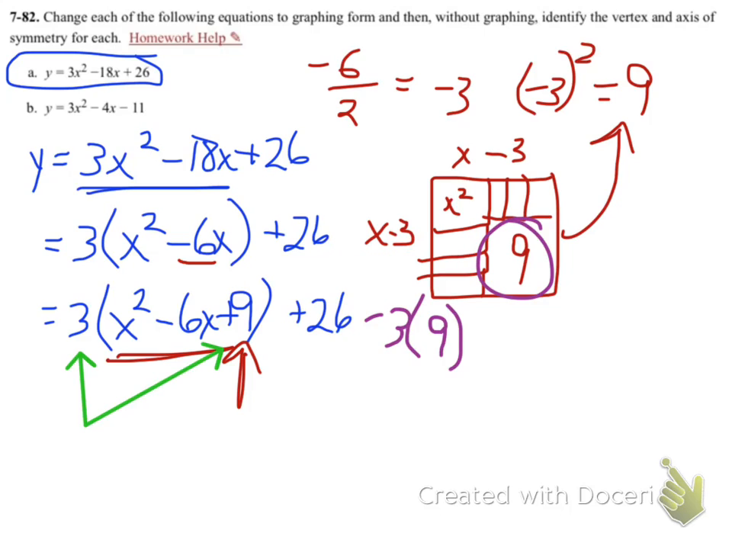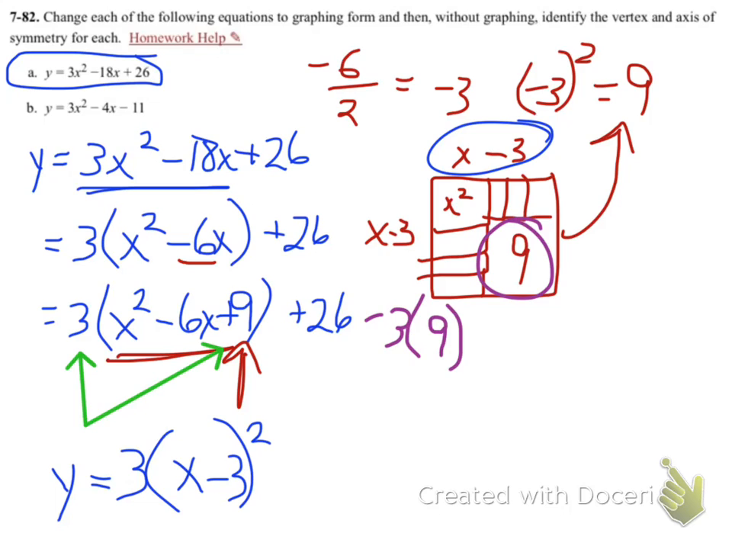So my final answer then is going to be y equals 3 times my square now has side lengths of x minus 3 squared, and then 26 minus 3 times 9 is going to be negative 1. That is now in graphing form. So I don't need to graph that. I can identify the vertex. The vertex then of this problem is going to be at positive 3, negative 1. And my axis of symmetry is going to be going through my x value of the vertex. So it is x equals 3.